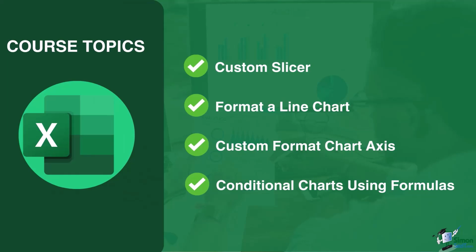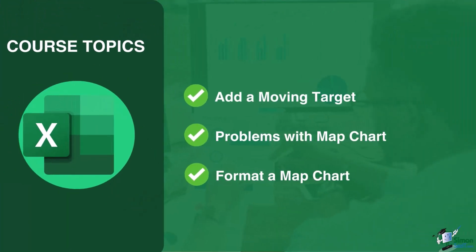We're going to talk about line charts. Again, I'm going to show you some formatting tips and tricks. We're going to take a look at how we can apply custom formatting to the chart axes. We're then going to move on to a stacked column chart. And this is really cool because I'm going to show you how you can build a conditional stacked column chart that basically changes color depending on what's going on elsewhere in the spreadsheet. And also how you can add a moving target line, which updates again if values change in the spreadsheet.